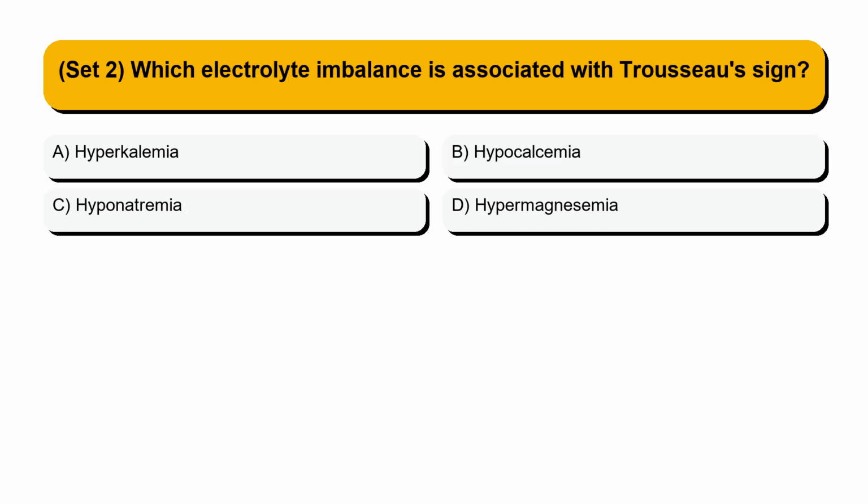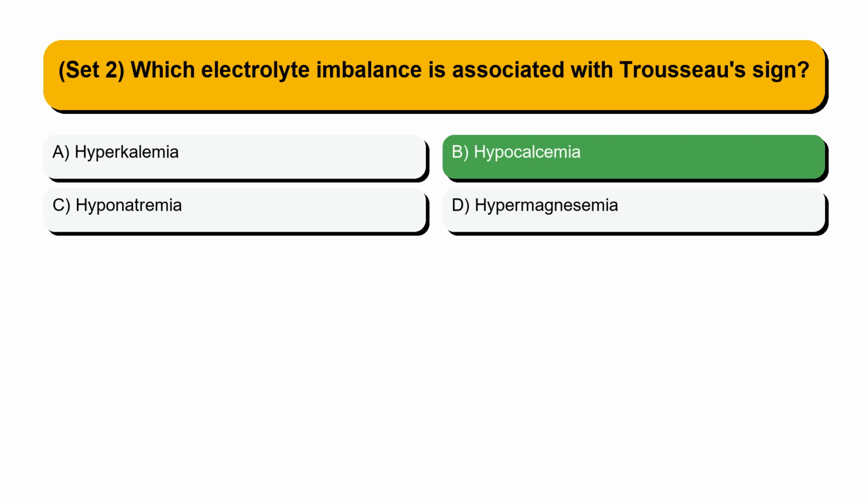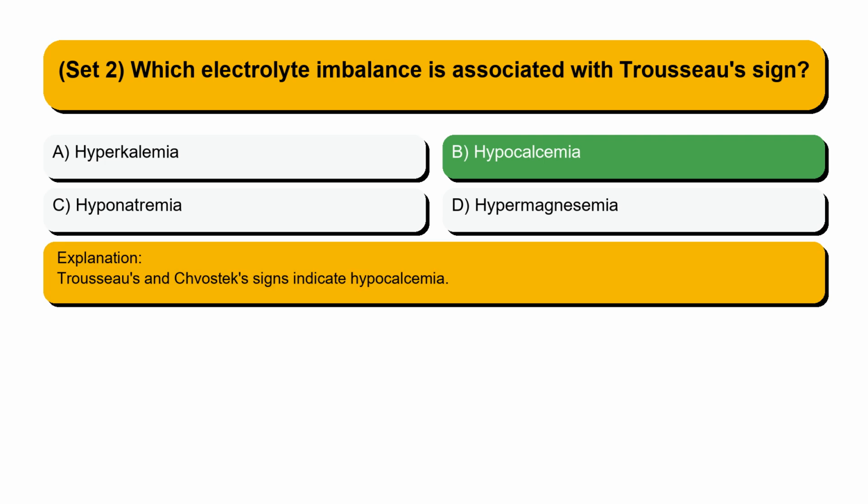Question 2. Set 2. Which electrolyte imbalance is associated with Trousseau's sign? Option A. Hyperkalemia. Option B. Hypocalcemia. Option C. Hyponatremia. Option D. Hypermagnesemia. The correct answer is option B. Hypocalcemia. Trousseau's and Chvostek's signs indicate hypocalcemia.